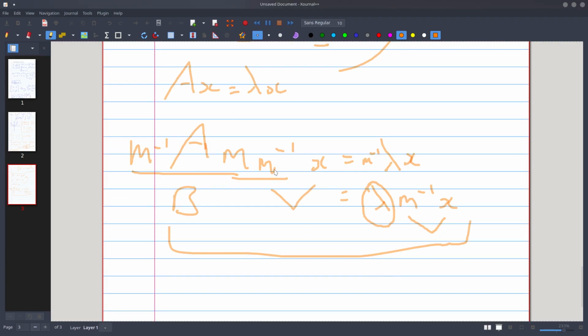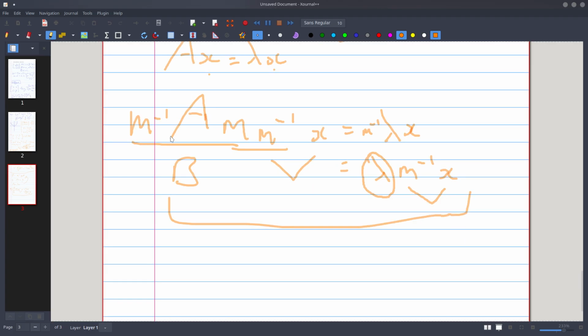This is not M inverse X. It's not the same as X. The eigenvectors here are different than the eigenvectors here, okay? And so that's the entire point. There's more notes on why the eigenvectors change. I don't think I want to go into that, to be honest with you. It's obviously clear here that the eigenvectors are not the same thing.